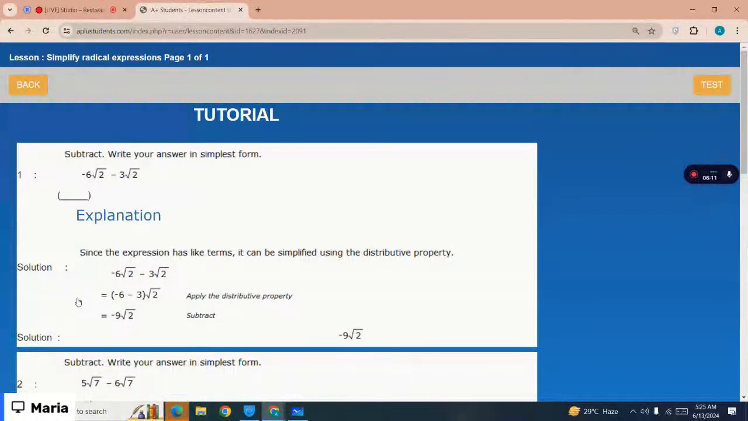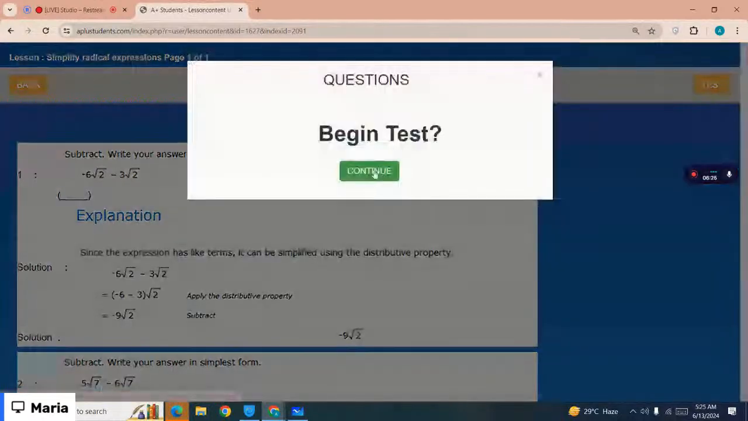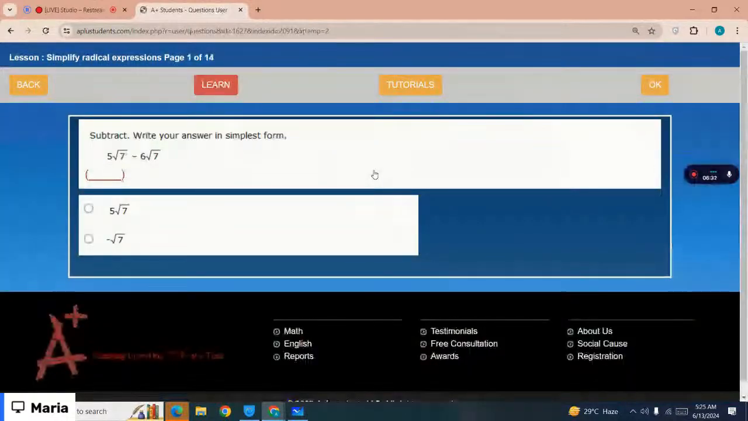Let's just start with the practice questions, right? So you have to work with radicals like we solve the like terms. You have to collect them like we do with the like terms. Like terms means they have the same variables. So if they have the same, you have to add them or you have to subtract them. Just look at the first example.